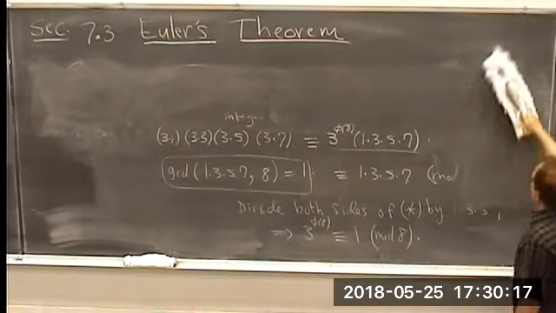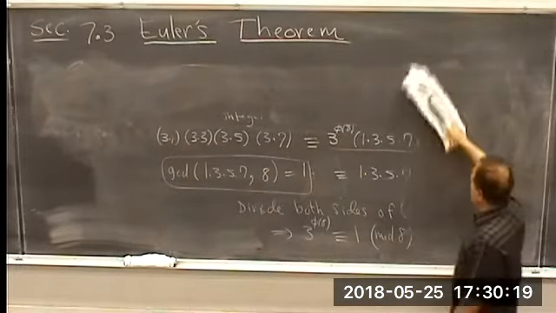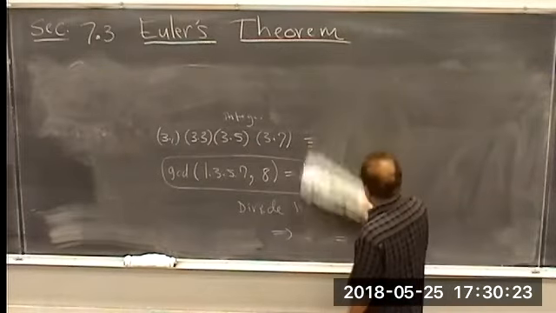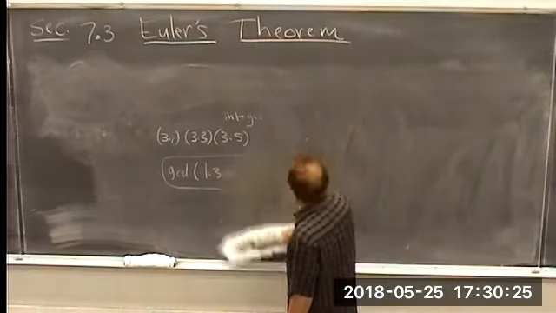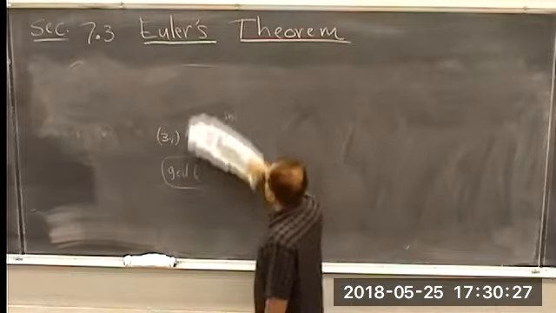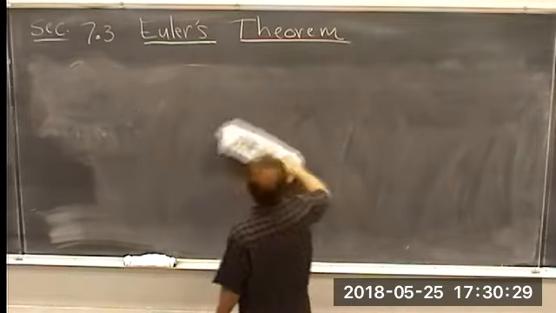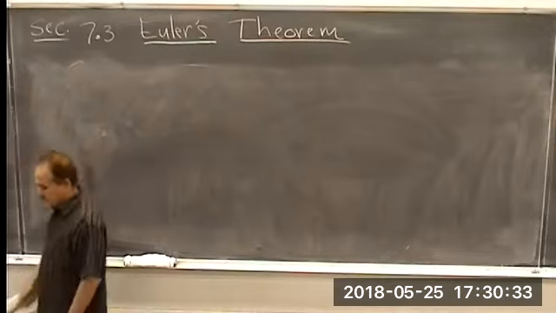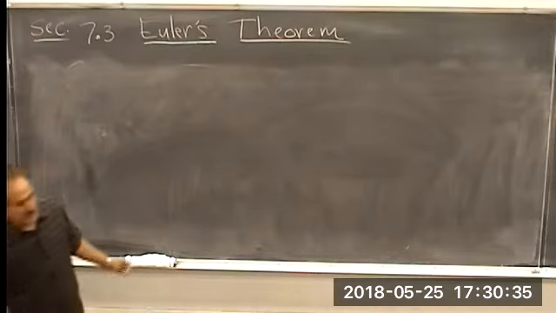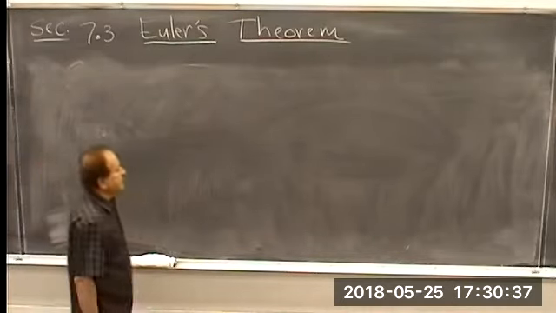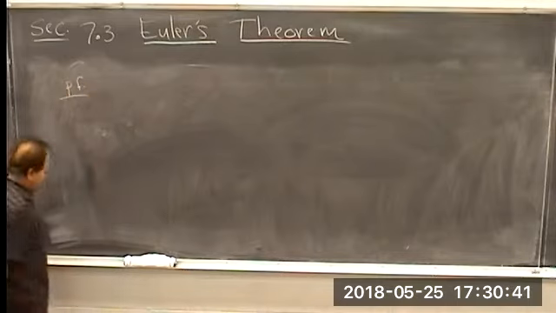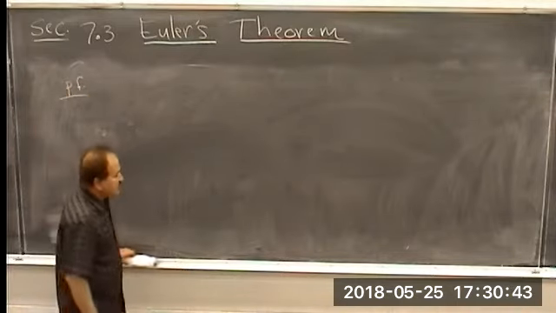And this proof does not use any of the earlier properties of the phi function, that it is multiplicative, and the way we evaluate it, and so on. We're going to present another proof using these properties later. So we call this a self-contained proof. It doesn't use anything except this concept of reduced residue system.